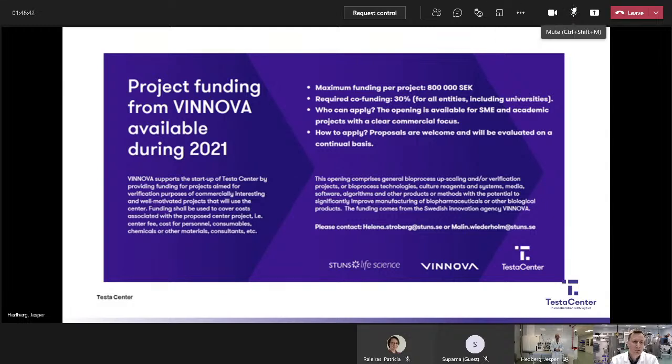Yes, I'll show 2 more slides actually. One slide which might be interesting for many. If you have a project where you're aiming for a commercial endpoint at some point, you can apply for funding from Vinnova. So please contact us if you are interested in that. There's always a need for funding, I'm sure, when you try to drive a commercial process.